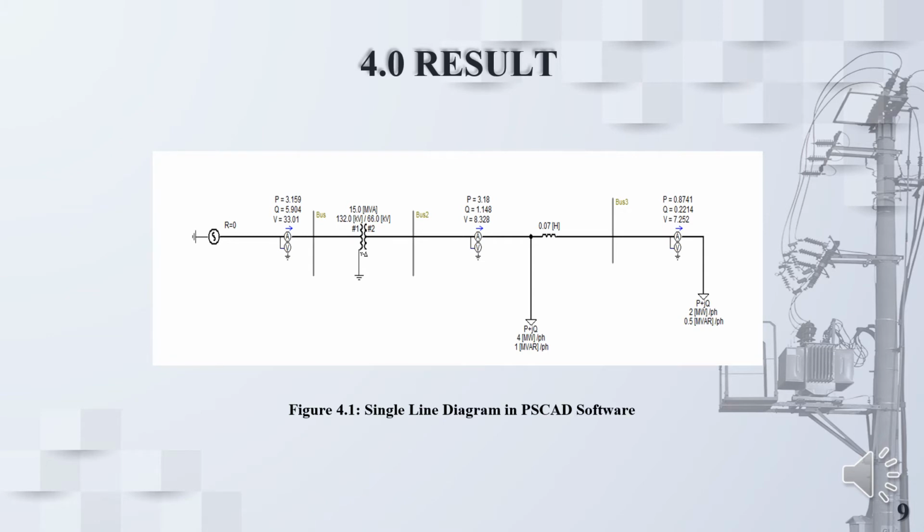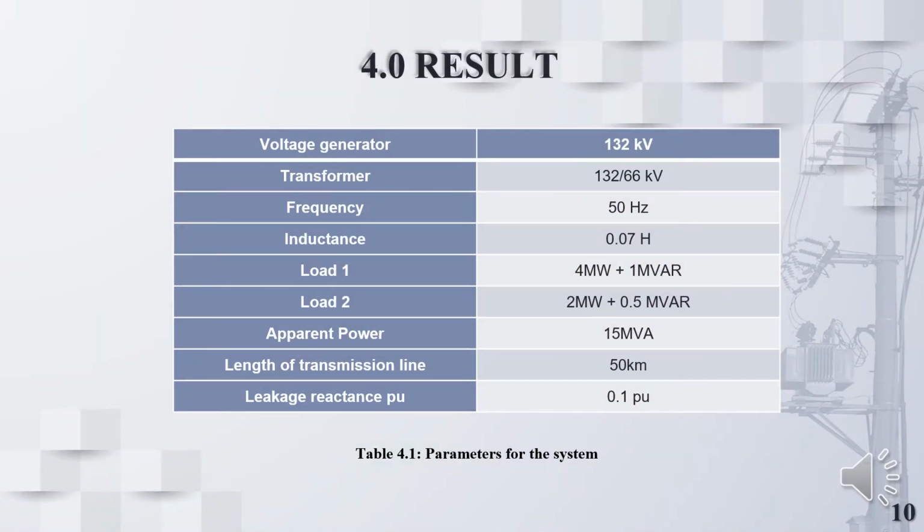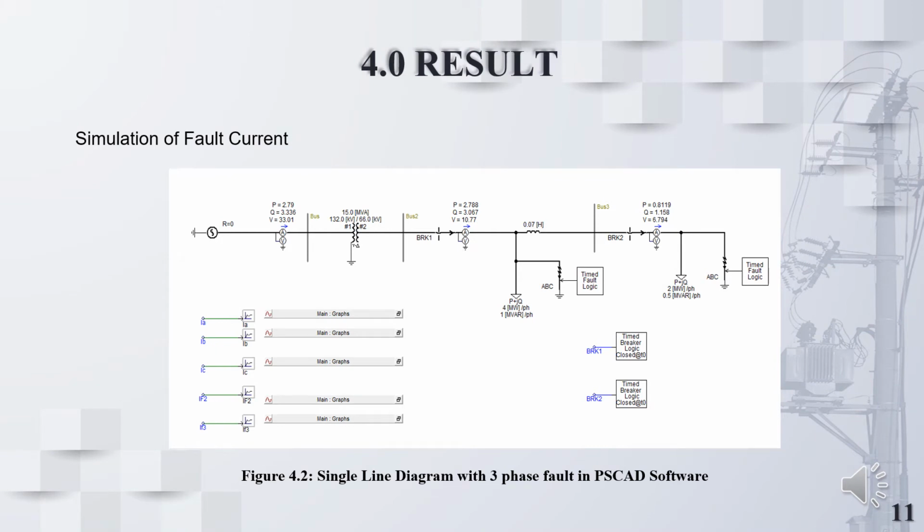Next, in Chapter 4, we will discuss the results. This is our design of the circuit in the BEKG software. Next are the parameters that we use for this circuit. We use a voltage generator at 132 kV with a frequency of 50 Hz. This is the single line diagram when connected with a three-phase fault. As we can see from the circuit, we connected the timed fault logic at the load.